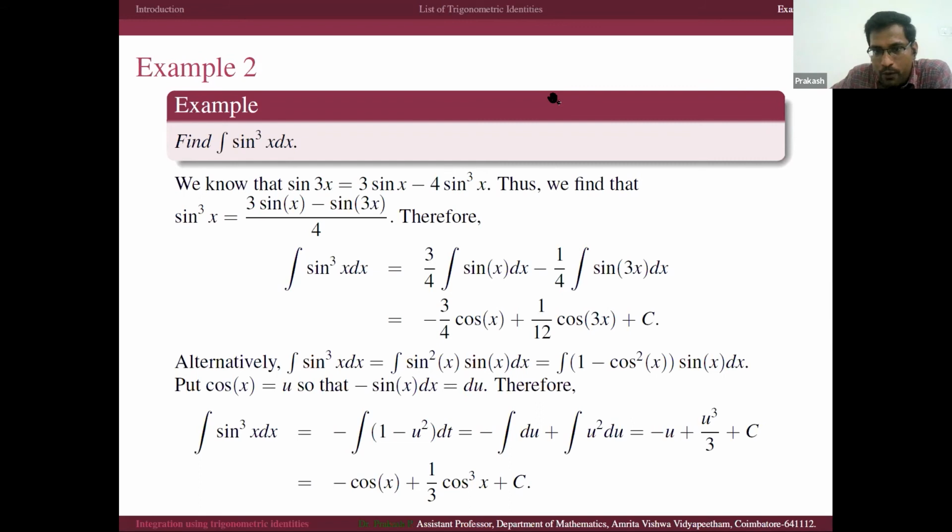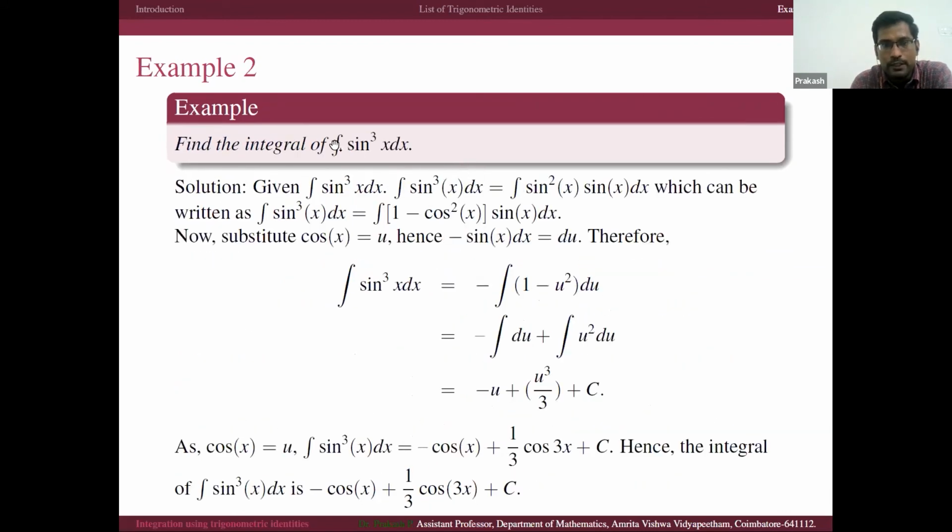How do we know in a competitive exam which particular formula we need to use? No, actually you will get only a unique answer. But if you made any mistake in the evaluation, you won't get the correct answer. You can see that in example two. The first procedure is different. In this example two, sine cube x, I am writing as sine square x into sine x.